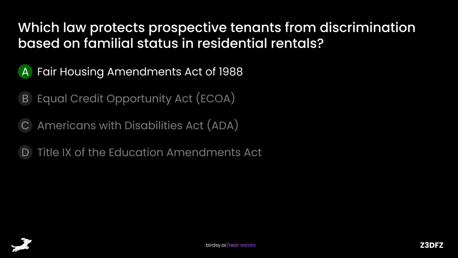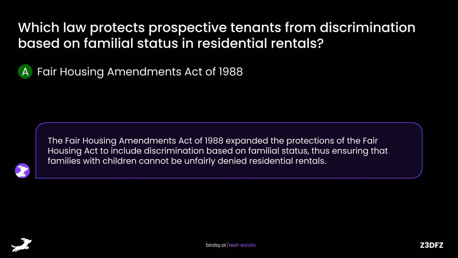The answer is A, Fair Housing Amendments Act of 1988. The Fair Housing Amendments Act of 1988 expanded the protections of the Fair Housing Act to include discrimination based on familial status, thus ensuring that families with children cannot be unfairly denied residential rentals.